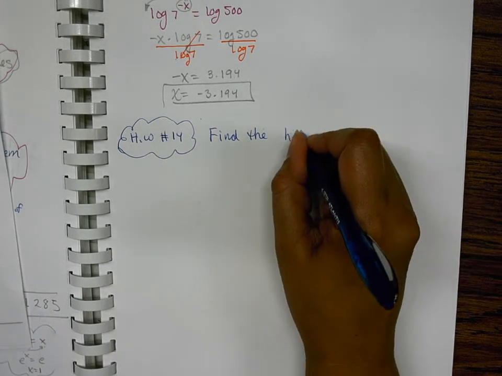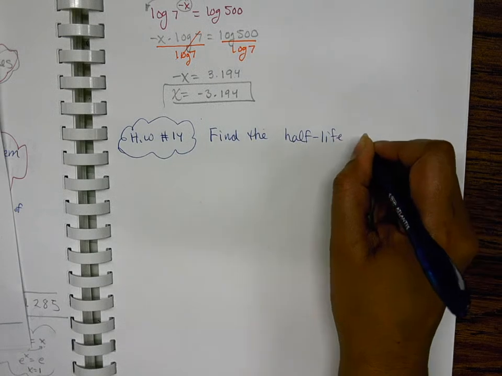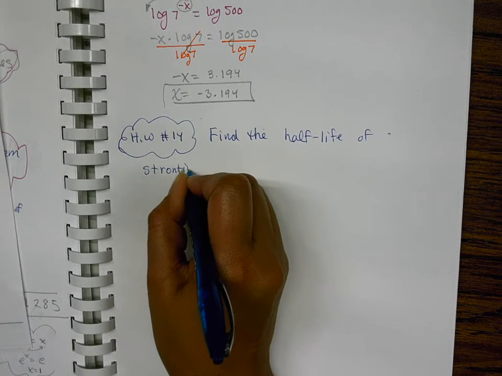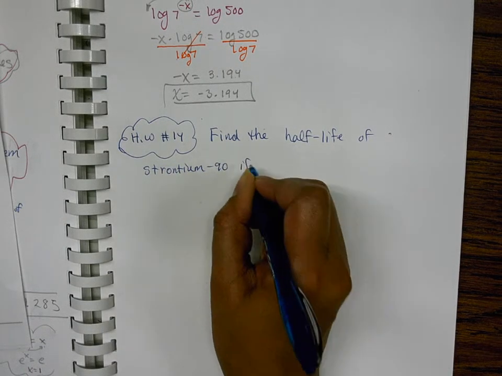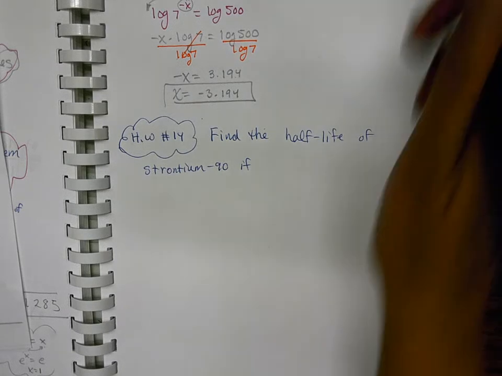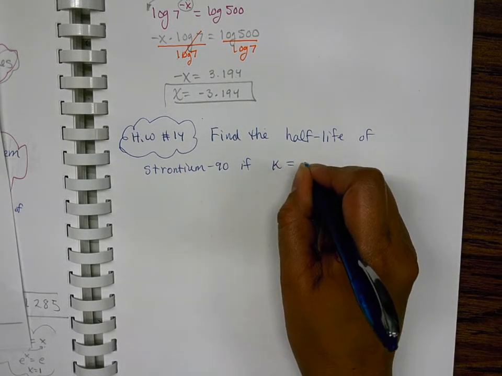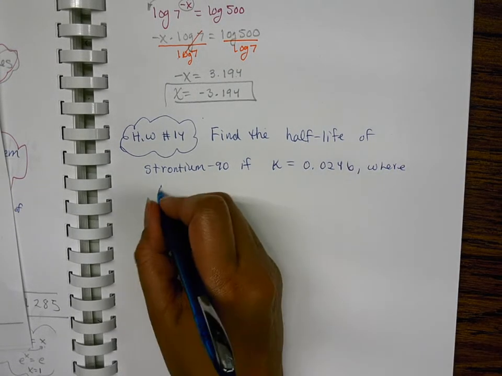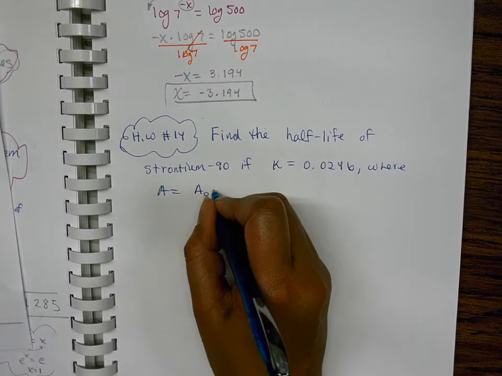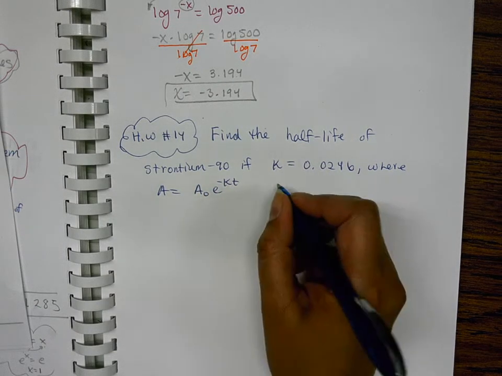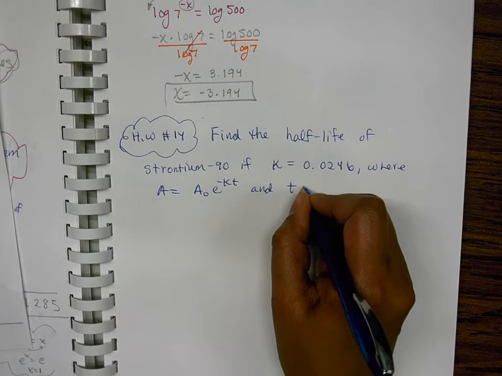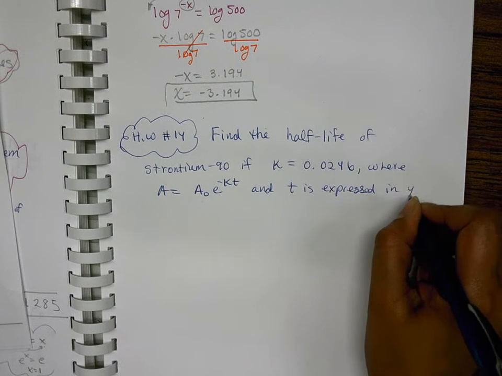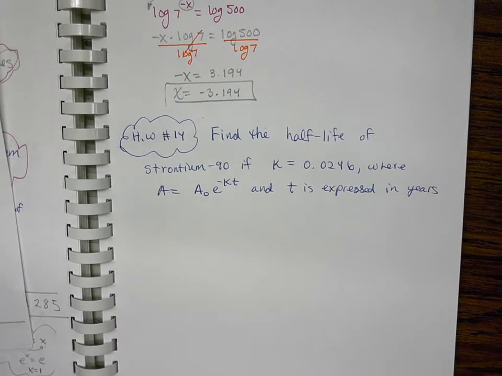Find the half-life. K equals 0.0246, where A equals A naught e to the negative KT, and T is expressed in years.